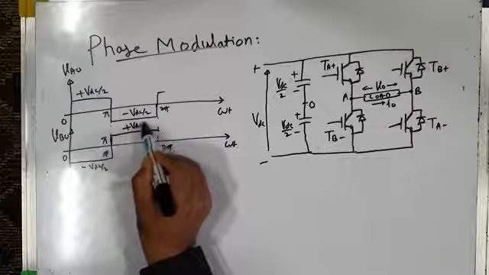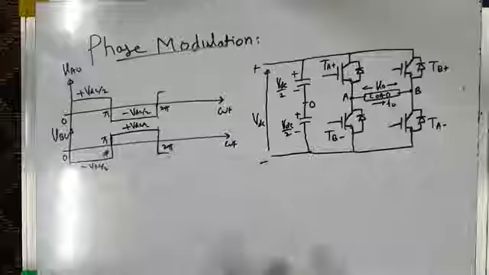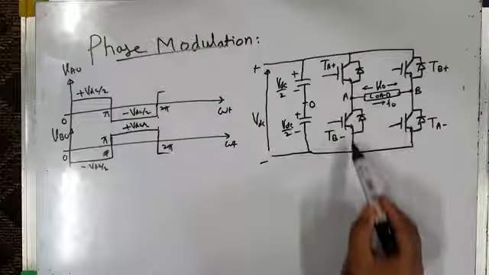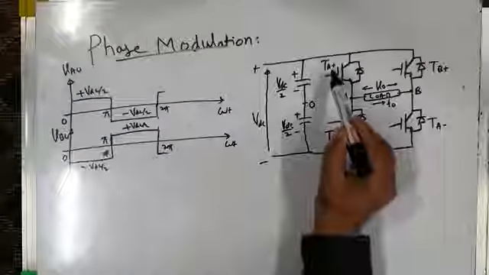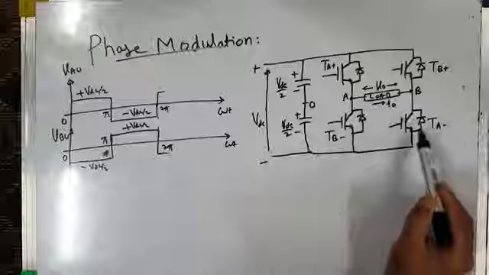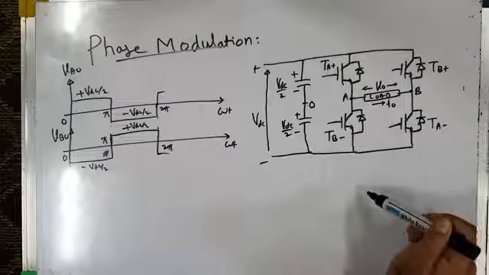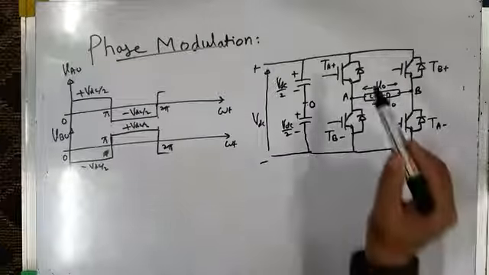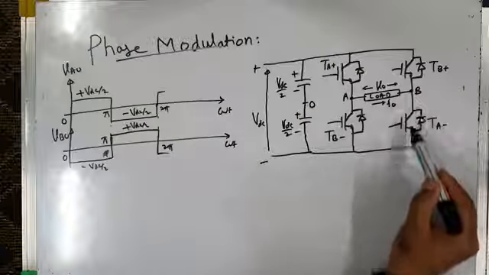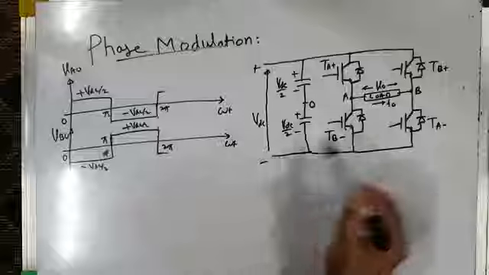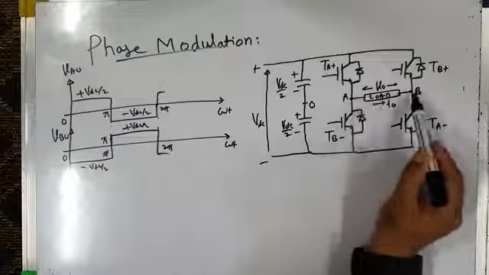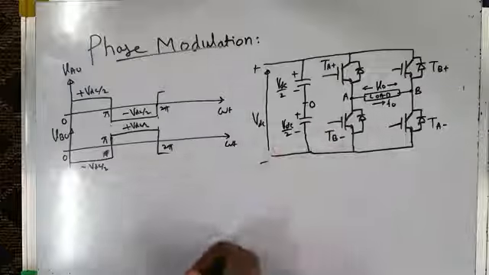So that means from 0 to pi, when you consider this leg or this arm, TA plus is on from 0 to pi, and in this arm TA minus is on from 0 to pi. So what will that do? That will connect terminal A to the positive DC bus, and that will connect terminal B to the negative DC bus, and the total voltage across the load between A and B is the full DC bus voltage.